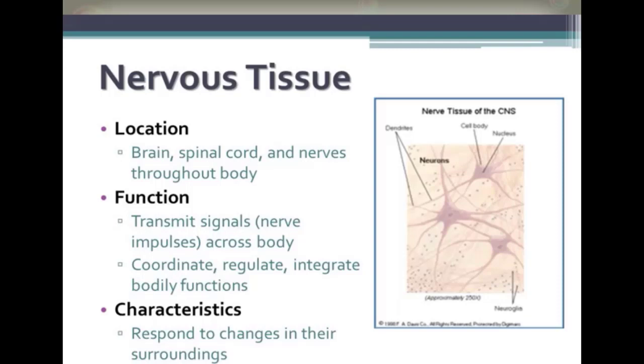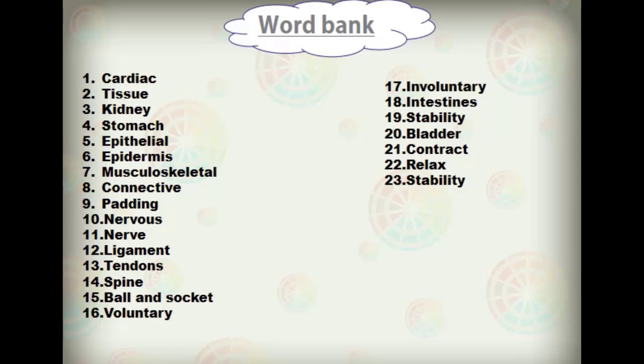Number 1, cardiac, tissue, kidney, stomach, epithelial, epidermis, musculoskeletal, connective, padding, nervous, nerve, ligament, tendons, spine, ball and socket, voluntary. Number 17, involuntary, intestine, stability, bladder, contract, relax, stability.